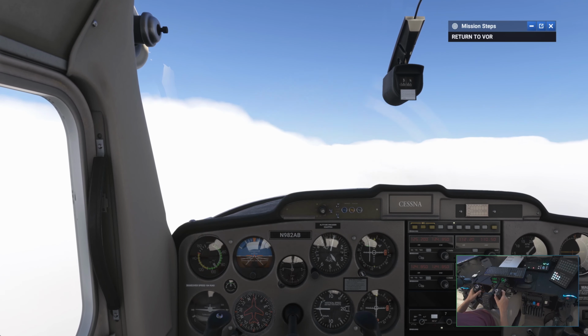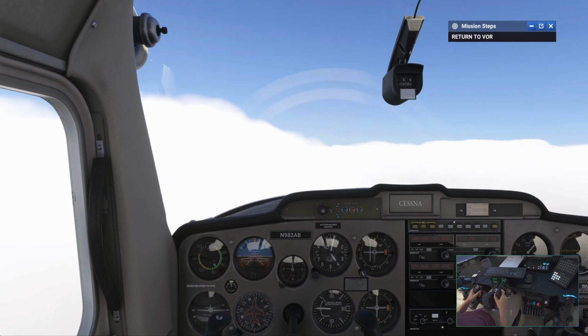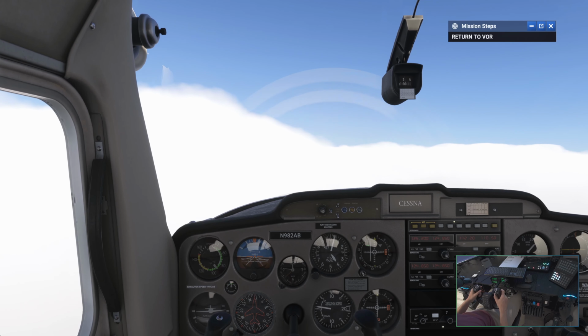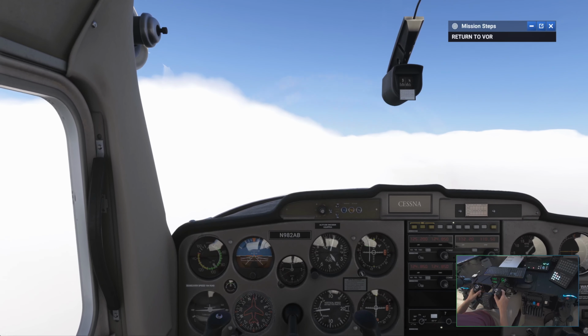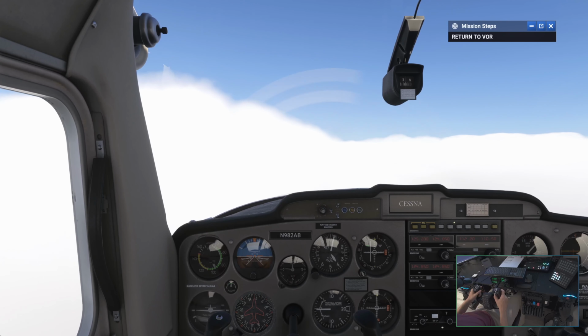This is the basic technique to find and fly directly towards a VOR station using an OBS. We will next explore the interception of specific radials inbound and outbound from a VOR. Perfectly flown.